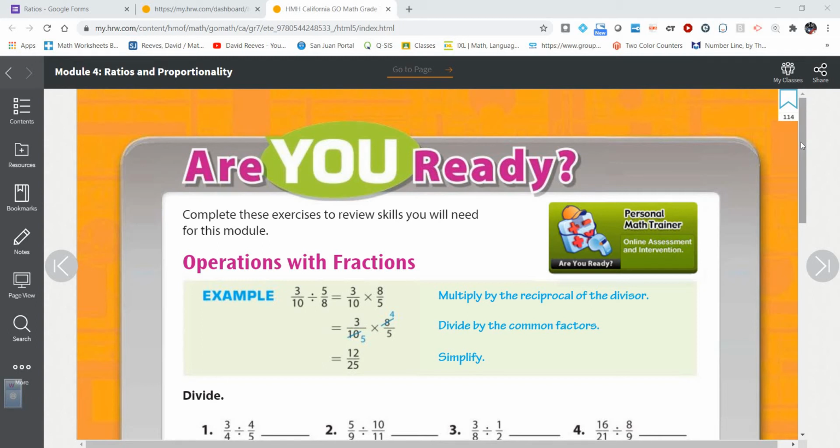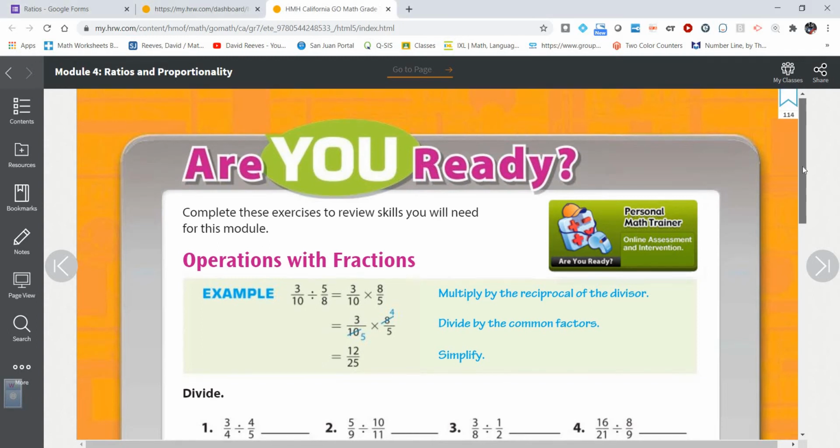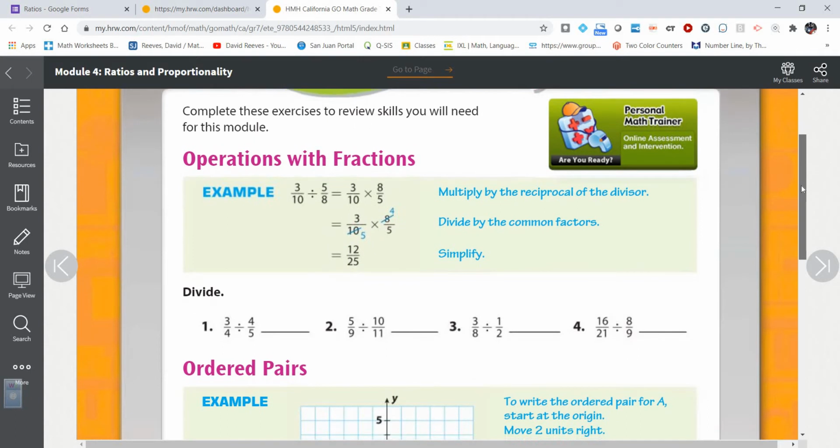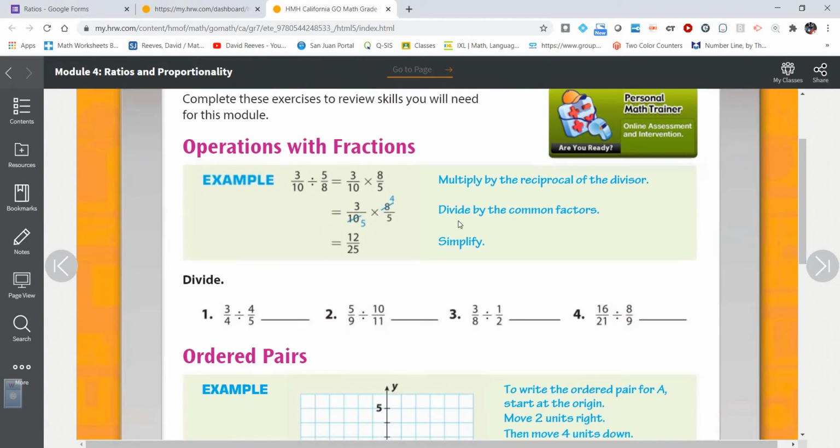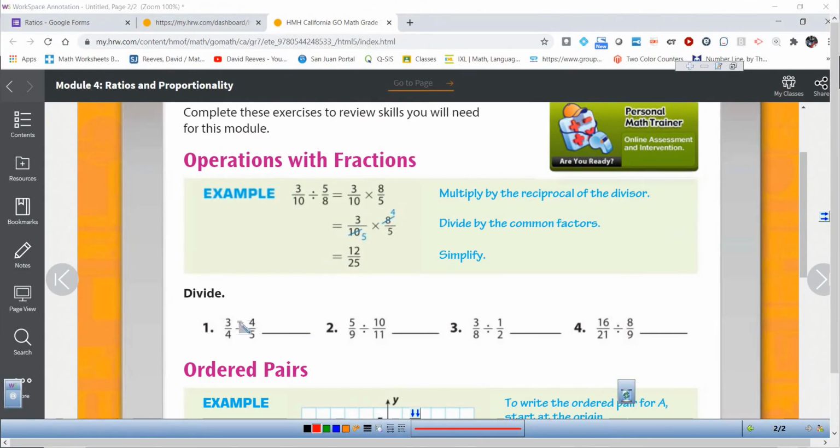Are you ready? All right, so the first part that they're having us review is division with fractions, because we're going to need to be dividing fractions as we work with ratios and proportionality. Just to review, remember what we do. We change the division to multiplication, and then we multiply by the reciprocal.